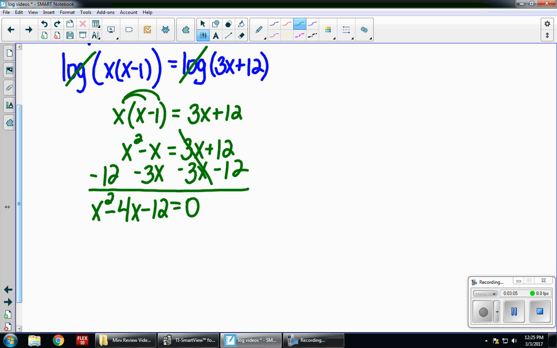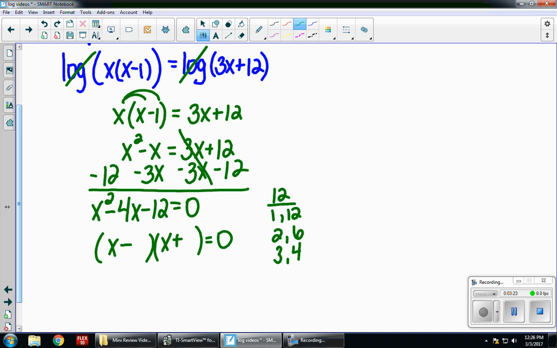So now I can factor. x and x. Bring down my first sign, which is a negative. A negative times a negative is a positive. Listing out my factors of 12: 1 and 12, 2 and 6, 3 and 4. Which pair gives me 4? It's going to be 6 and 2. Then x equals 6, x equals negative 2. Remember, you always have to check.